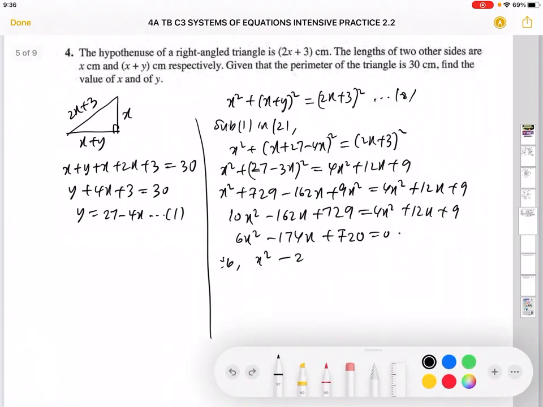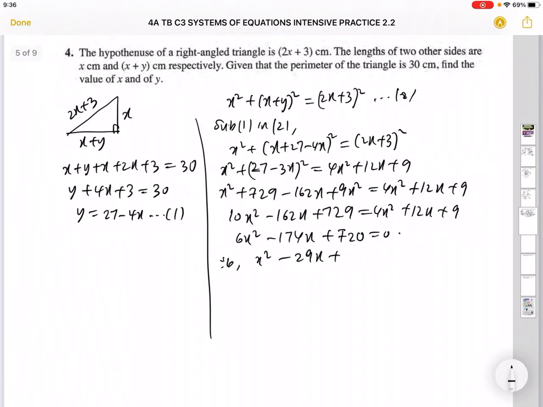Yeah, 29x. 720 divided by 6, 120. Okay, what's the factor of 120? 120, I should use 5 and 24. Yeah, 120 is 24 and 5. 24 plus 5, this is 29. So this is 5, this is 24.